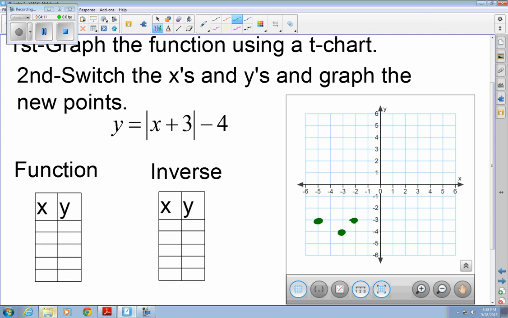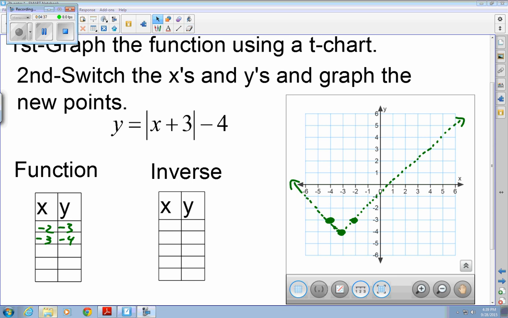So let's put those points down. We have (-2, -3). We have (-3, -4). And (-5, -4). You can get more points if you'd like. All right, let me back up a second. I noticed that I put one of my points in wrong. It should have been at (-4, -3), not (-5, -3). So I drew in my graph using a dash line because this is the function.